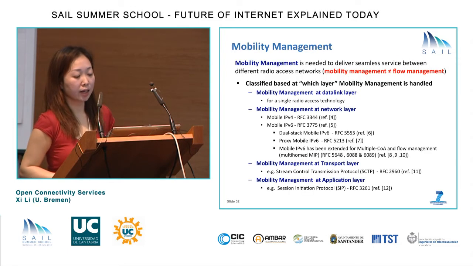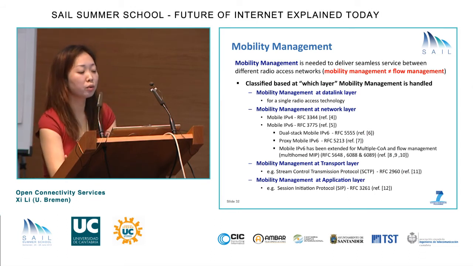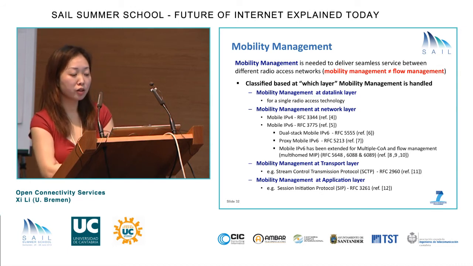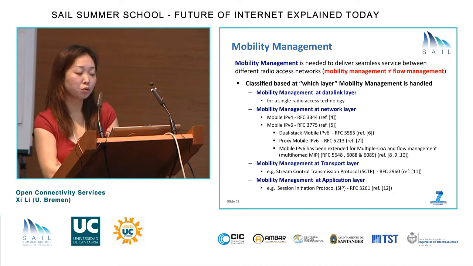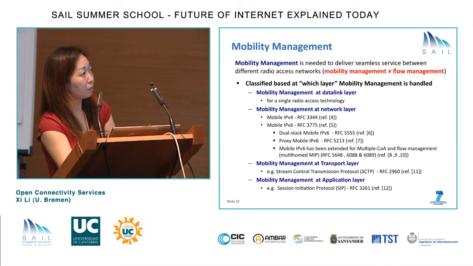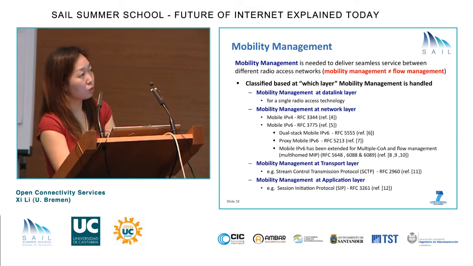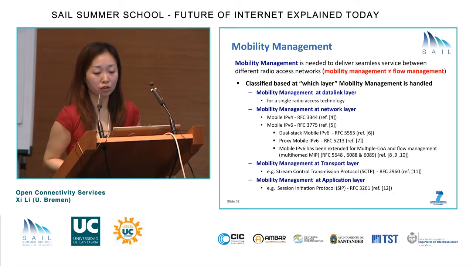So with this architecture, we also need to deal with the problem of mobility management. Mobility management is usually needed to deliver seamless services between different radio access networks. For example, in such a system, if you want to switch from the 3GPP system to the non-3GPP system, then you will require the mobility management functions.